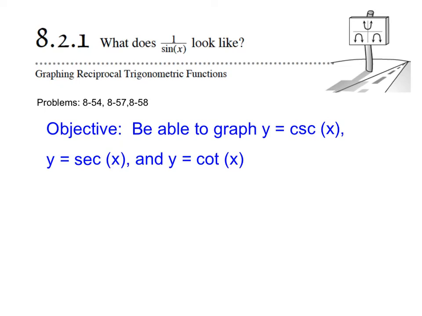Good morning, class, and welcome to lesson 8.2.1, graphing reciprocal trig functions. The objective today is to be able to graph y equals the cosecant of x. This stands for the cosecant. We'll write that out and talk about it a little bit later. And y equals the secant of x, and y equals the cotangent of x.